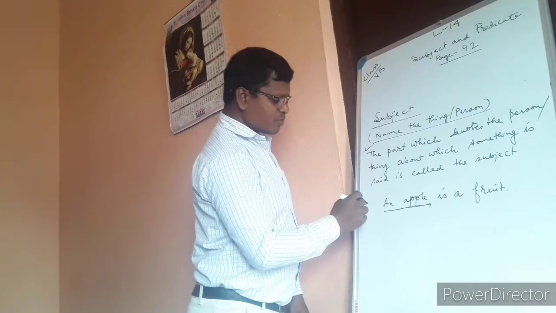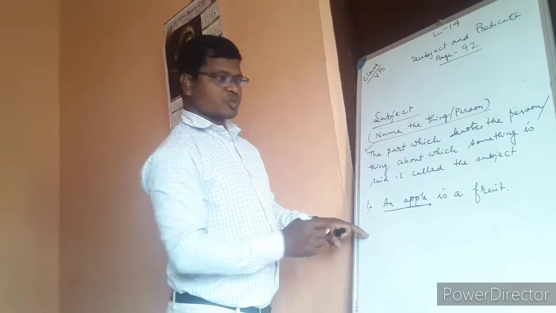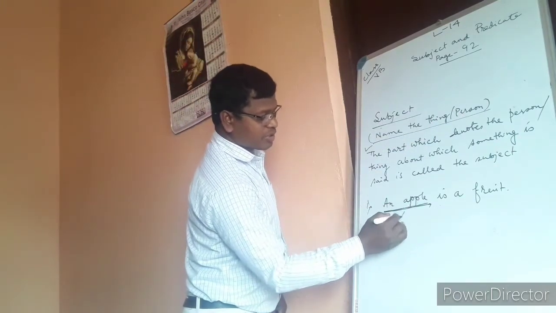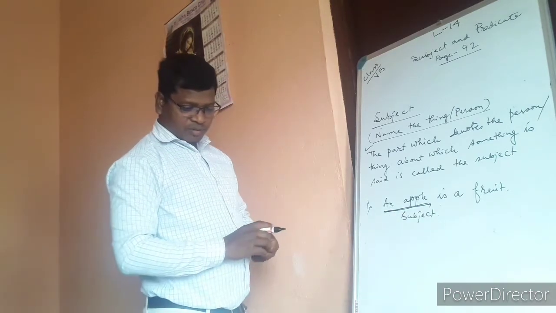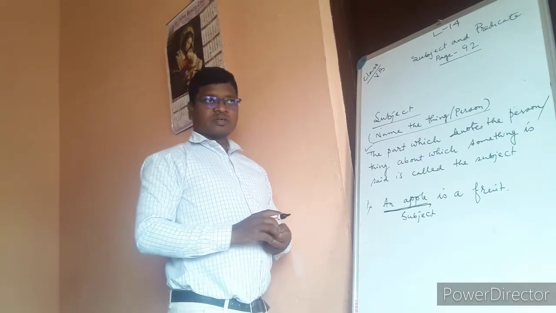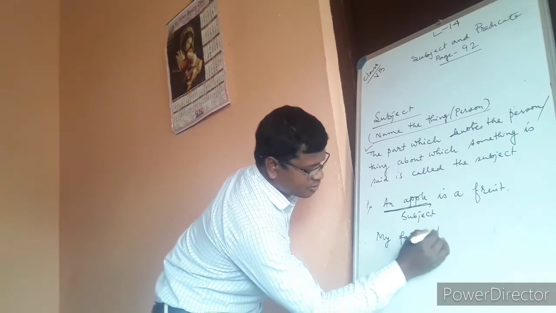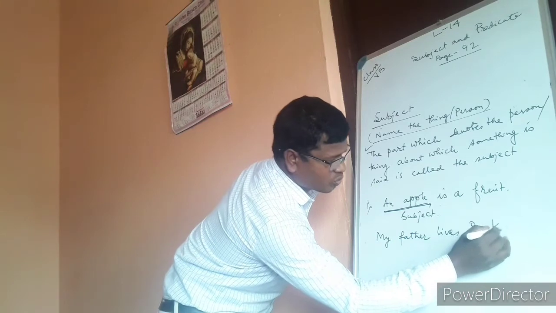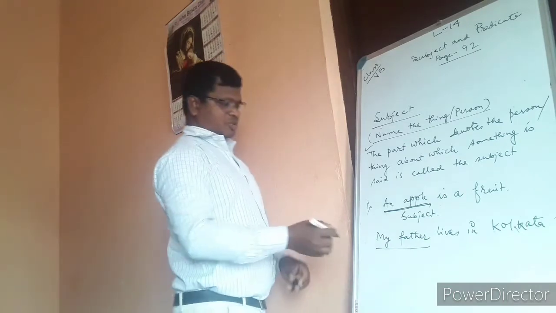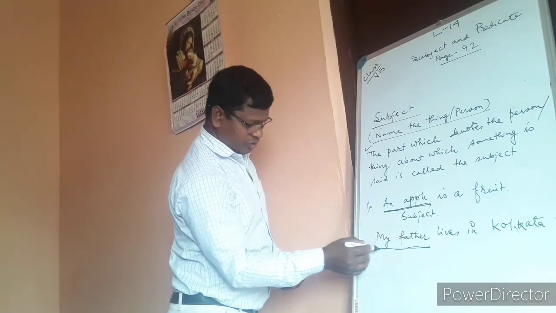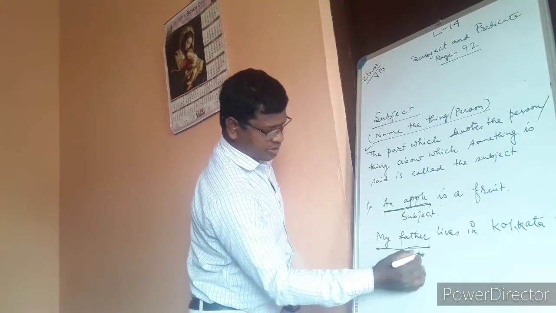But here, in the first part of the sentence, what do we do? We name the thing or a person. So what is it? It is an apple. So apple is the subject. Let us take another example: my father lives in Kolkata. My father lives in Kolkata. So my father is the subject. I am talking here about my father. So the first part, my father, is the subject and the rest refers to the predicate.